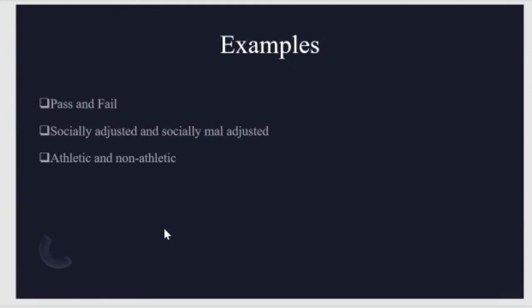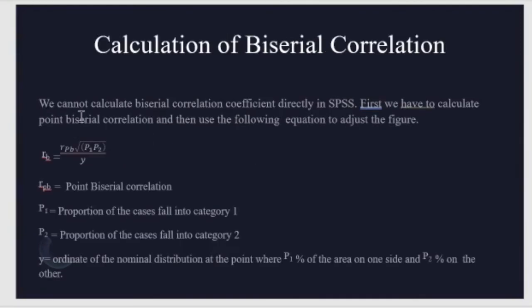So we cannot say that they have a genuine gap. Athletic, non-athletic: these are examples of artificial dichotomies. Clear? So in that case, we'll use biserial correlation. Any question? No. Okay.